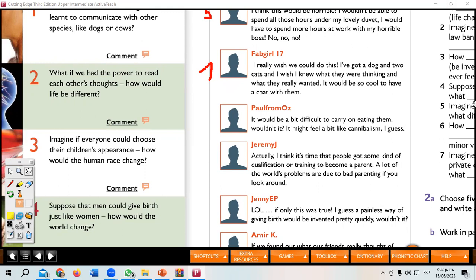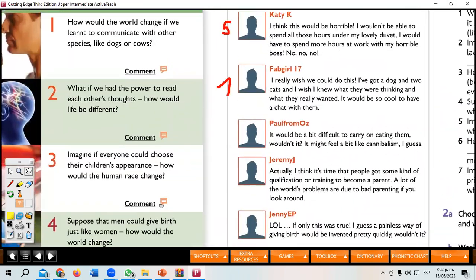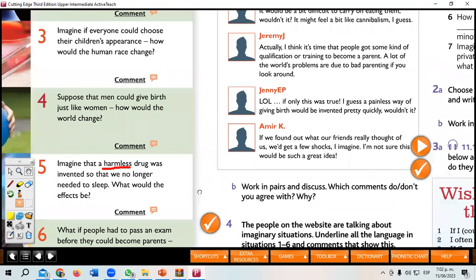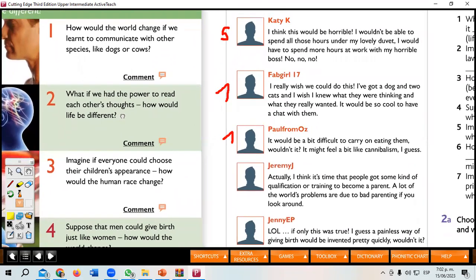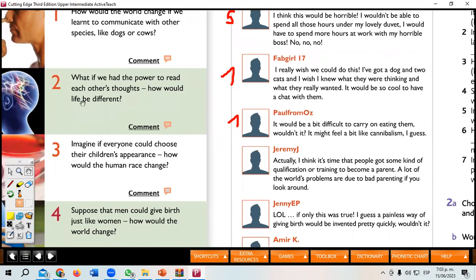So cannibalism, what do you think is the situation? Maybe number 1. Yes, it's the same situation. I agree with this comment actually. If we could speak to animals, talk to animals, it would feel worse to continue eating them, right? It would be so terrible for me. So I agree with this.